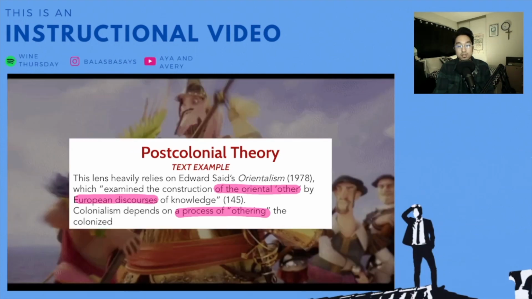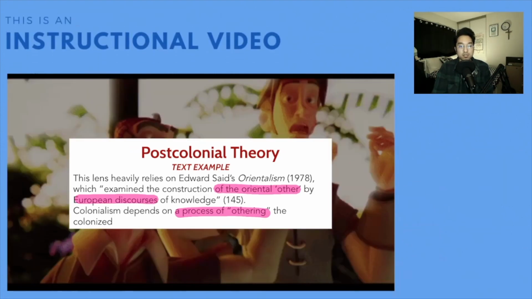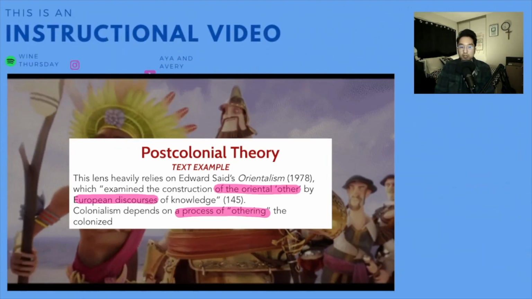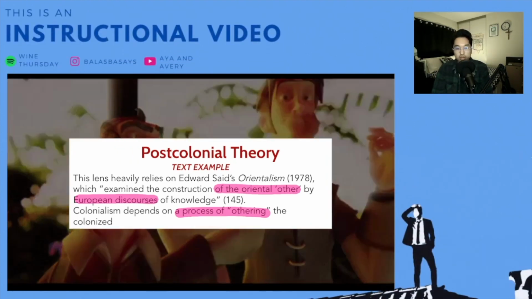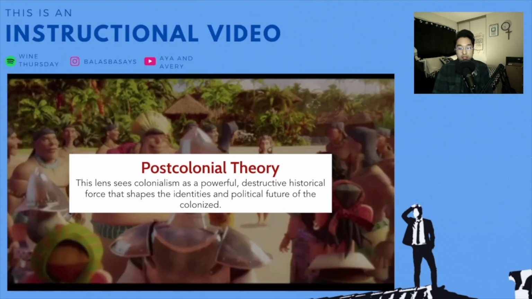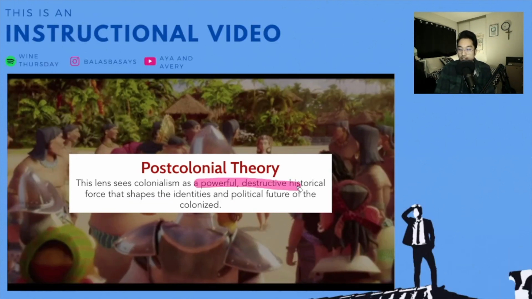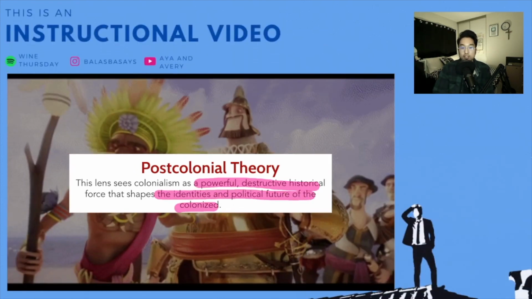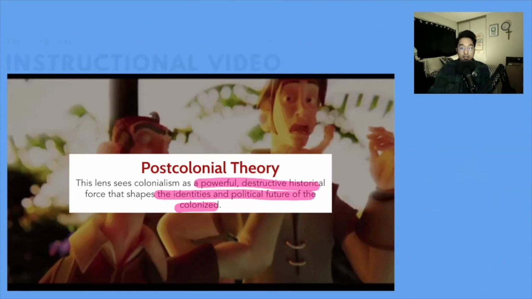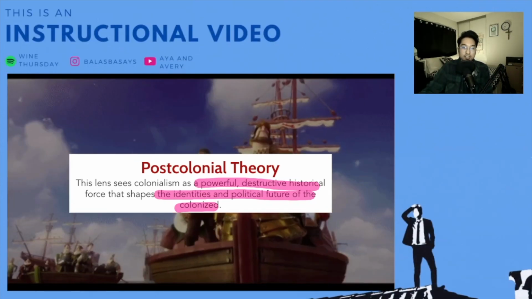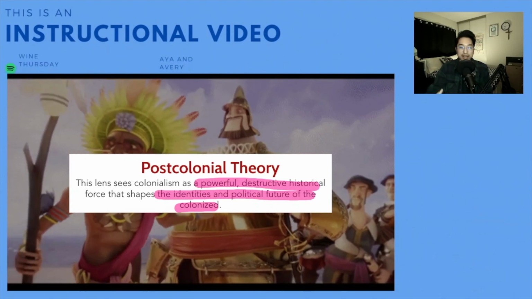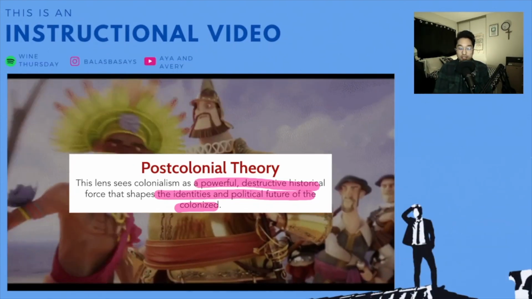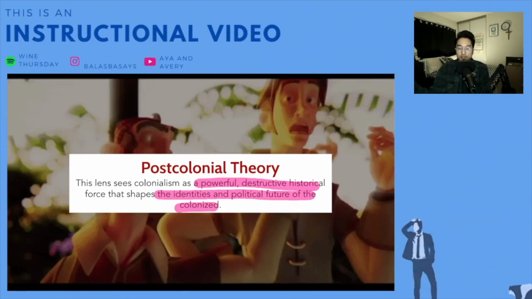But with post-colonial theory, we can look at all the effects of colonization, like indigenous peoples of Australia, Pacific Islanders, Philippine Archipelago, South America, Spanish rule, wherever else. And that lens allows us to see colonialism as a powerful, destructive historical force that shapes the identities and the political future of the colonized. Kind of like those cultural practices of the West that I mentioned earlier, right? The after effects of colonization change the way that a people act, think, live, the way that they view their own culture, their native and mother culture. It changes over time because of the effects of colonization.